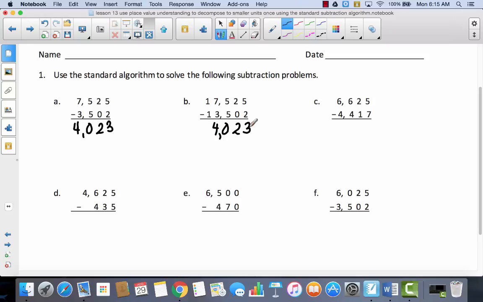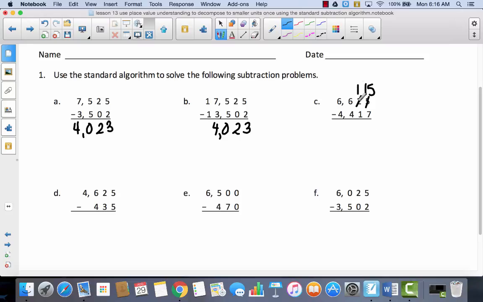So let's take a look at C. First of all, we're going to check to see: are we ready to subtract? Are we ready to subtract in the ones? Well, no, we're not, because I only have 5 ones and I'm trying to take away 7. So I'm going to come to the tens and I'm going to unbundle. Instead of having 2 tens, I'm going to have 1 ten. I'm going to take that 1 ten and put it in the ones place, which will be 10 ones, so I end up with 15 ones.